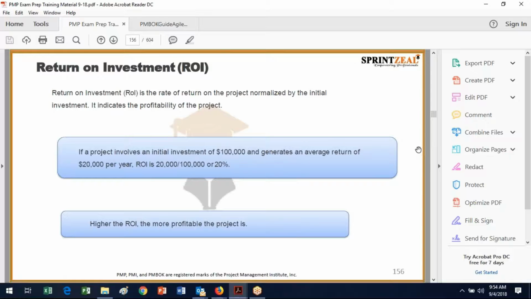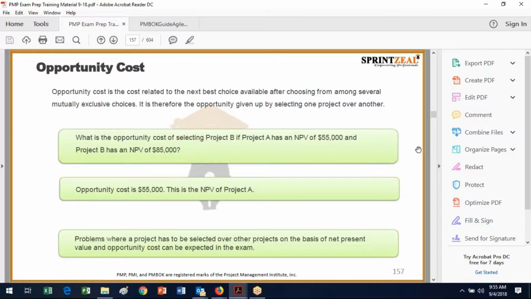Opportunity cost is the cost related to the next best choice available after choosing from among several. Assuming that these are all exclusive choices, if you had the choice of 5 different projects, it's only the next best one. So if you had projects with net present values of 100, 90, 80, 70 and 60, you don't add up the 90 and 80 and 70 and 60 and say the opportunity cost of the project I'm doing for 100 is all those other ones put together. It's only the next best one.